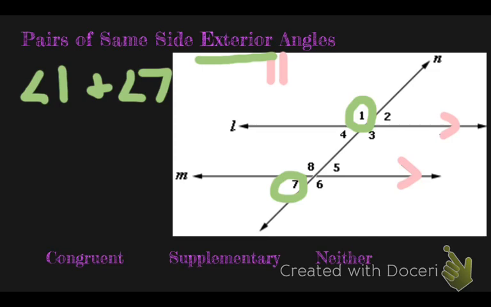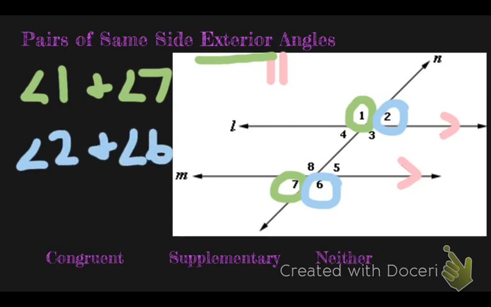Okay, in this diagram we also have another pair of same-side exterior angles. Angle 6 is outside of the parallel lines and on the right of the transversal, and angle 2 is its matching pair. So I'm going to note that angle 2 and angle 6 are another pair of same-side exterior angles in this diagram.